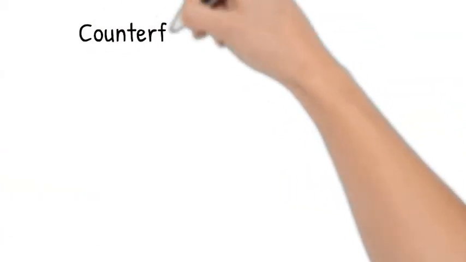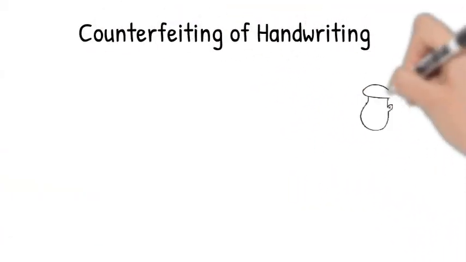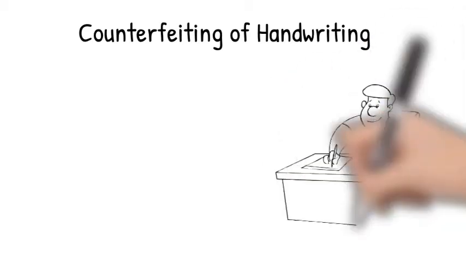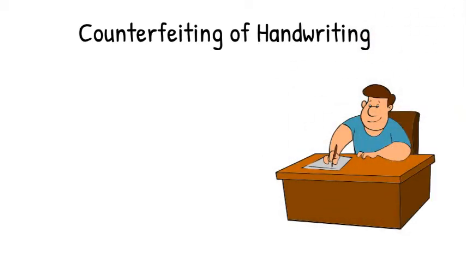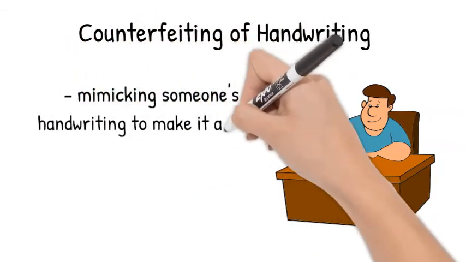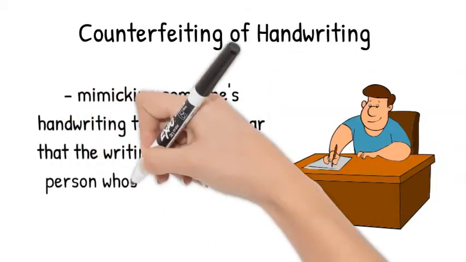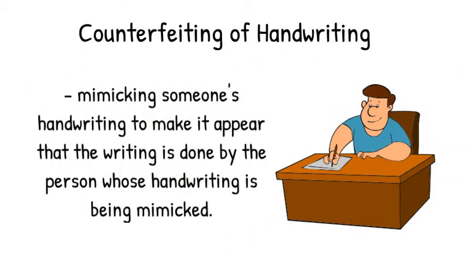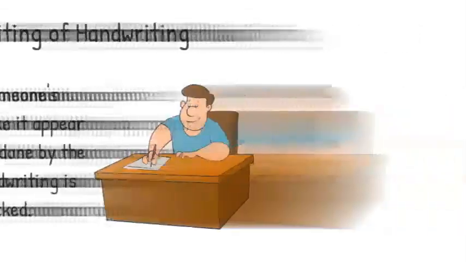Now earlier, I promised to discuss the act of counterfeiting a handwriting. How does one counterfeit a handwriting? Very simple. If a person mimics the handwriting of another with the intention of making it appear that whatever he is writing is the writing of that other person, then he is counterfeiting his handwriting. That too is an act of falsification, and provided the other elements of falsification are present, then the perpetrator can be liable for the crime.